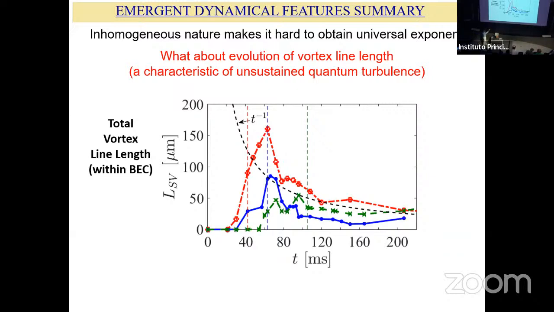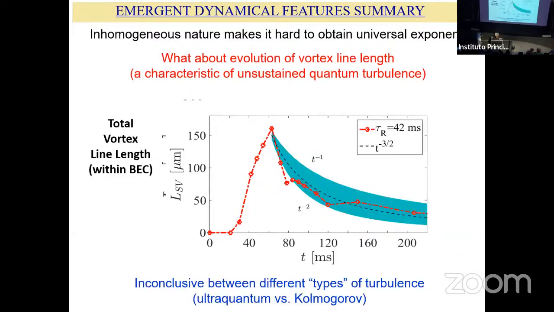We see the vortex line length, and after it's generated, when the system falls out of equilibrium, it decays. And how quickly it decays has to do with how noisy the system is, how we are quenching the system. But we're trying to characterize, there's a sort of characteristic decay exponents, if you like, for unsustained quantum turbulence. And the exponents have different meaning. Vandelay talked a bit about that. So t to the minus one, t to the minus three half, whether you have this ultra quantum turbulence or whether you have this Kolmogorov turbulence.